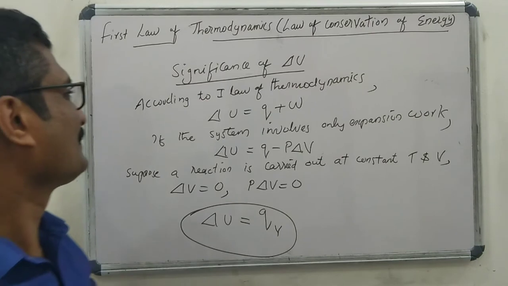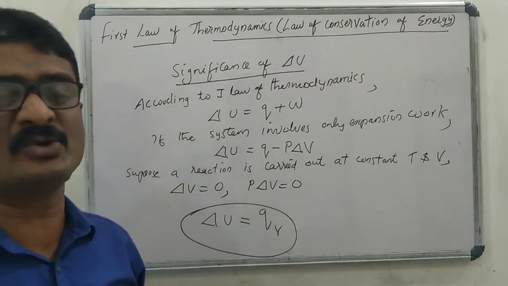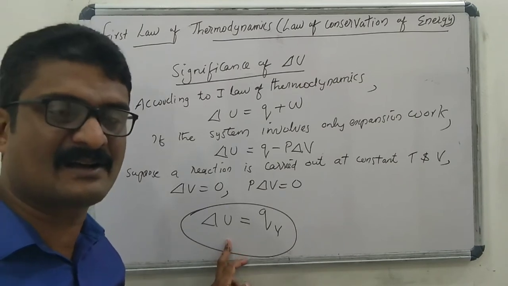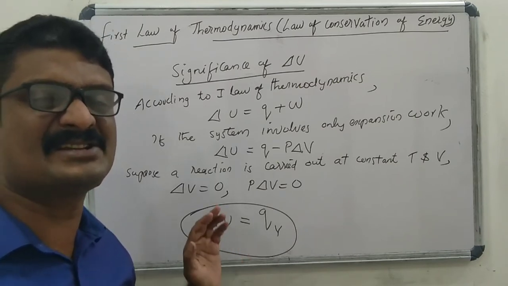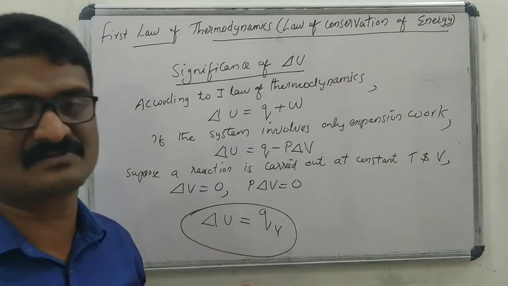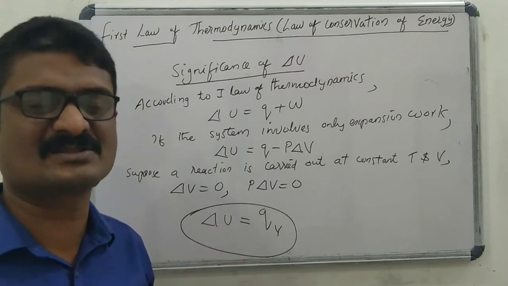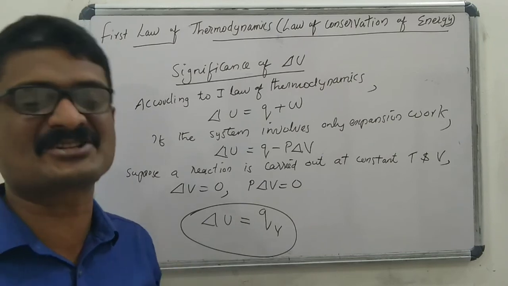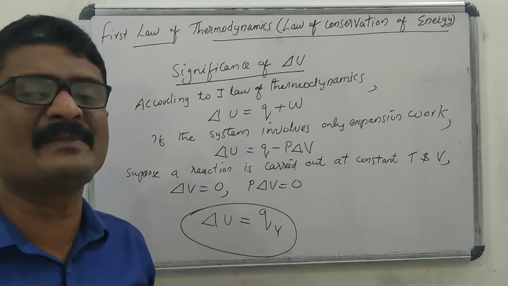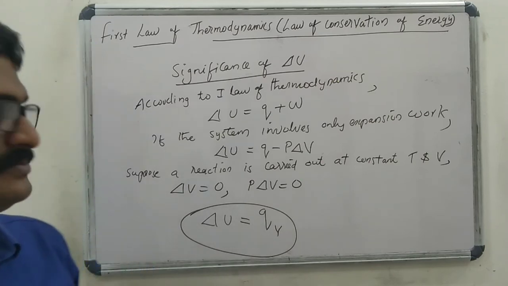Then what is the significance of delta U? The internal energy change is the heat change. Heat change takes place during a reaction at a constant volume and temperature.